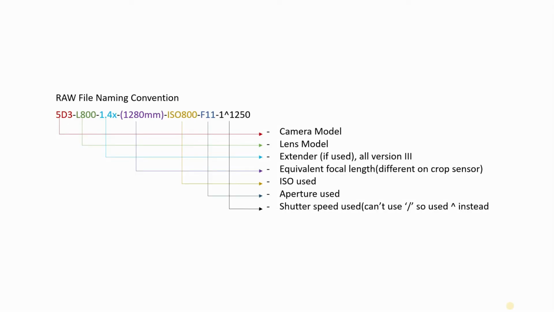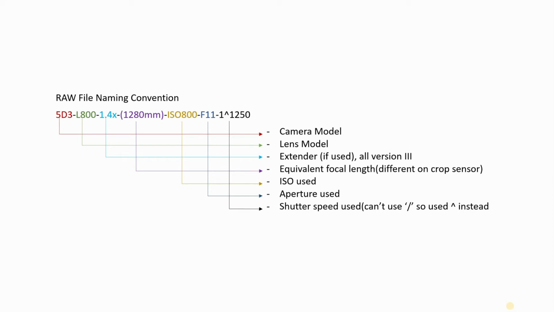In case you want to check out raw files, then I would like to give you some details on the naming conventions of files, so that it will help you to find the files that you want. Every file name has details about camera model, lens, extender, focal length, ISO, aperture and shutter speed as shown here. So the first portion is camera model, the second portion after the hyphen is lens model, then the third portion is extender, then the fourth portion is equivalent focal length, the fifth portion is ISO, the sixth portion is aperture used, and the last portion is shutter speed used.